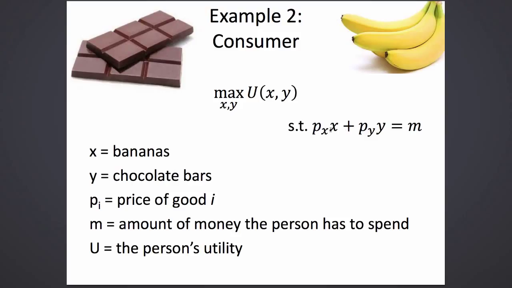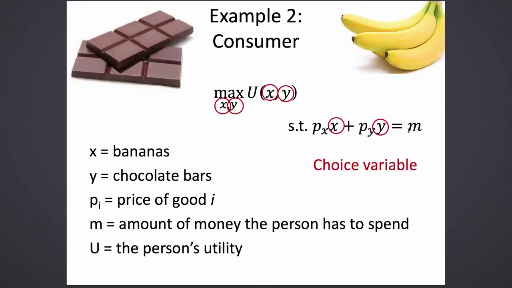And this constraint, just to interpret it really quickly, is the amount of money we spend has to be equal to the amount of money we have, where the amount of money we spend is just the price of bananas times the quantity of bananas we buy, plus the price of chocolate times the quantity of chocolate we buy. That's how much we spend. How much we have to spend is our amount of money.